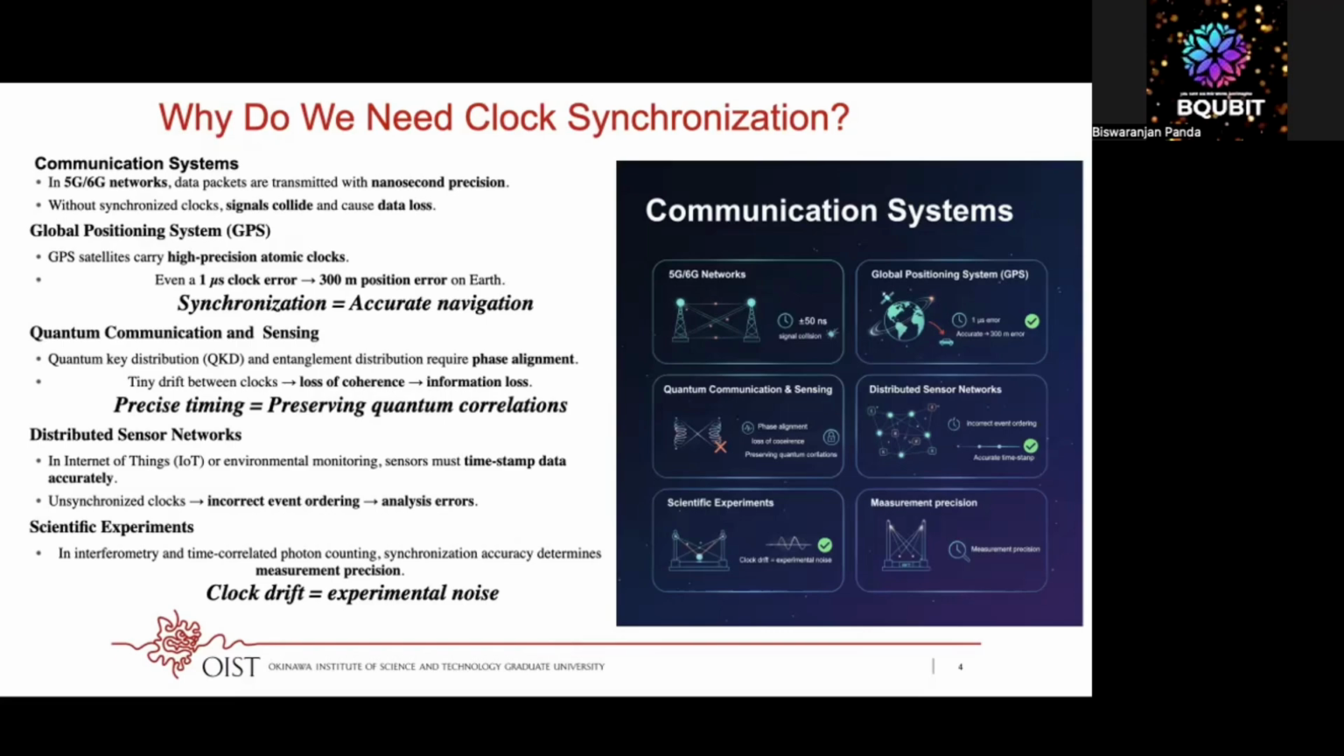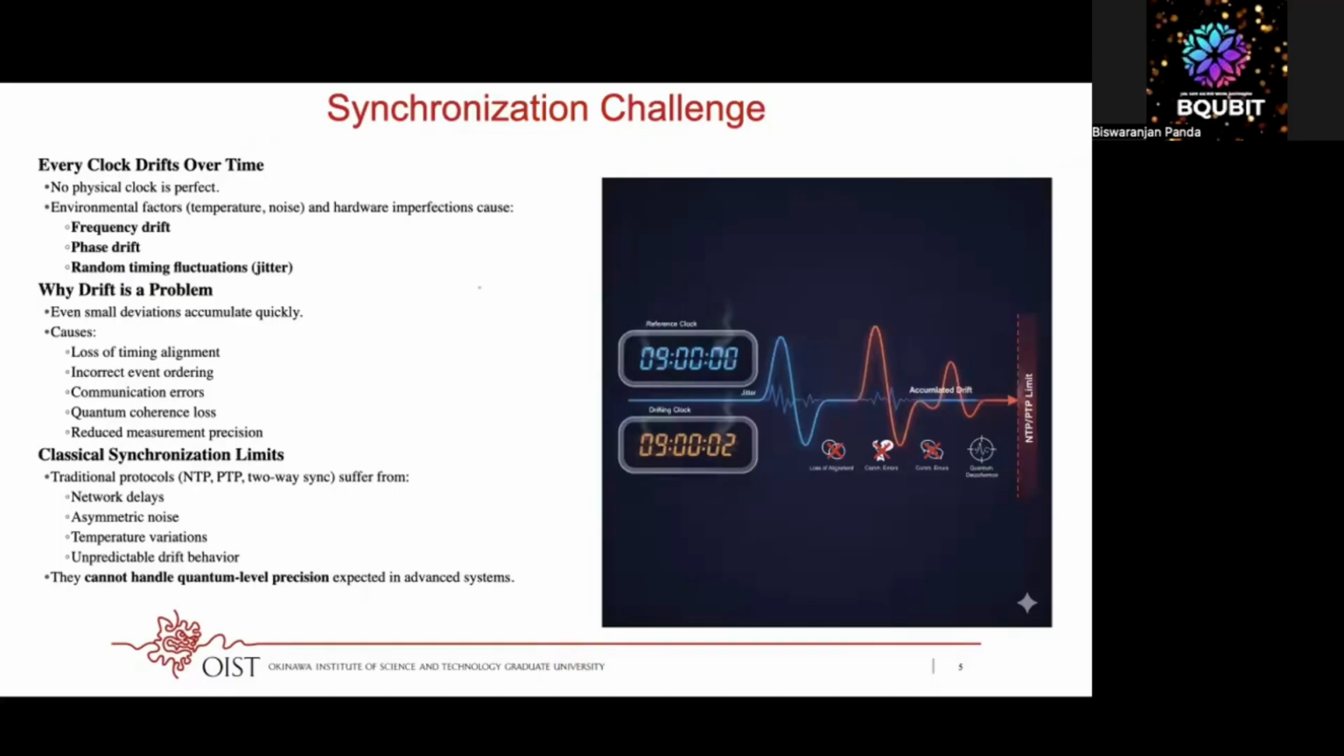Now we'll see what the challenges are. In the real world, every clock drifts. There is no perfect clock, no stable perfect clock in the world. Every physical clock drifts, as I have written here.